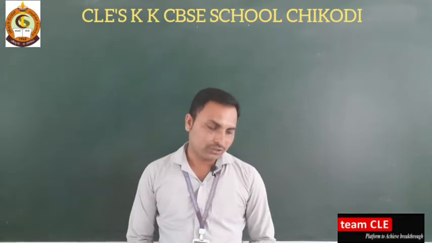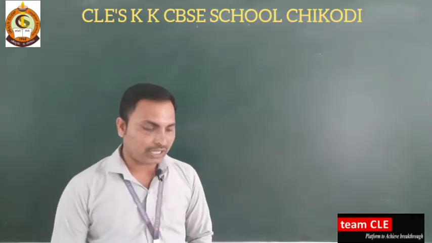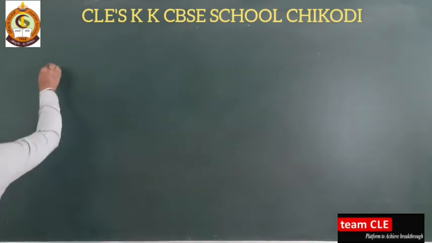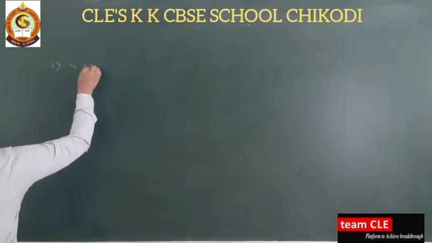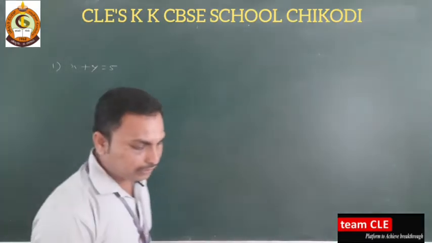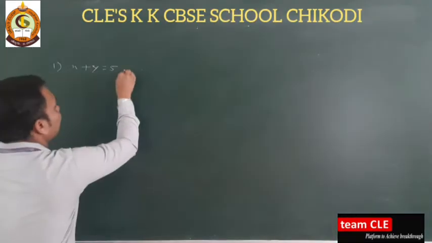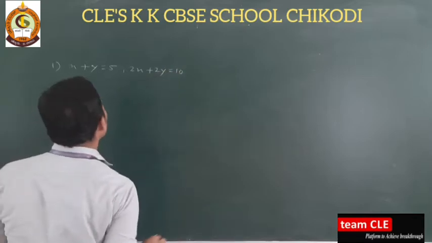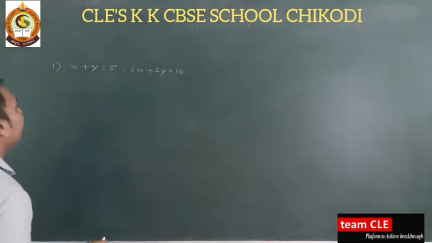Okay. So here we have the first question. They are given x plus y is equal to 5, and 2x plus 2y is equal to 10. Okay. Now this equation we have here.